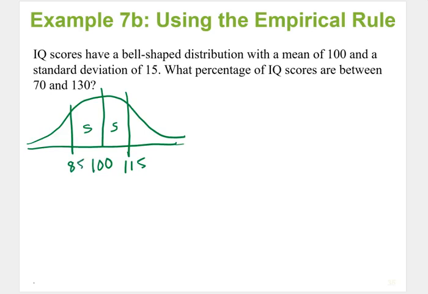So I'm not quite there yet. I want 70 and 130. So let's go another standard deviation. So we're going 2 standard deviations now. So 115 plus another 15 is 130. Perfect. And 85 minus another 15 would give me 70.